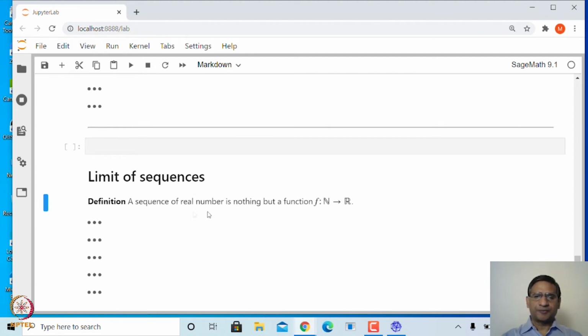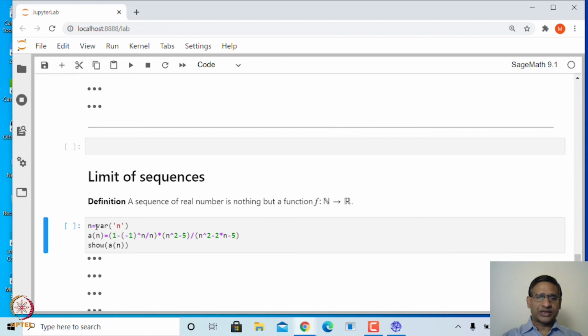So, first of all, what is a sequence of real numbers? It is nothing but a function from the natural numbers to R. Any function from the natural numbers to R is called a sequence, and the image of n under f, which we can denote by f_n, is generally called the nth term of this sequence. Usually you denote it by x_n, right.